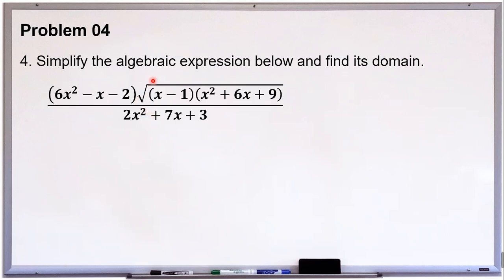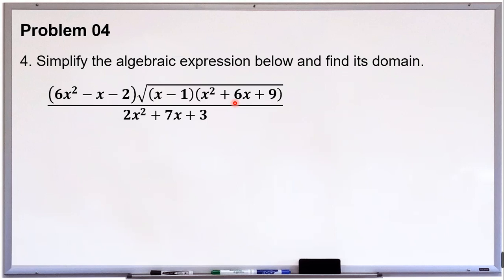Now we also have a radical expression in the numerator. That is a square root of x minus 1 times x squared plus 6x plus 9. Now, the technique in simplifying rational expression is that you are going to factor out completely the expression in the numerator and in the denominator. And then, if there are some common factors in the numerator and in the denominator, you're going to eliminate that one or cancel out that one. And what's left is the simplified expression.